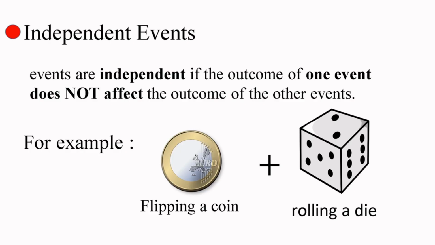Second of all, whatever I get from flipping a coin, for example, heads or tails, it does not matter. Whatever I get, is it gonna have impact on the result of the second test, which is rolling a die? Of course not. They are separated. They are not related to each other. So I can realize that these two events are independent events.